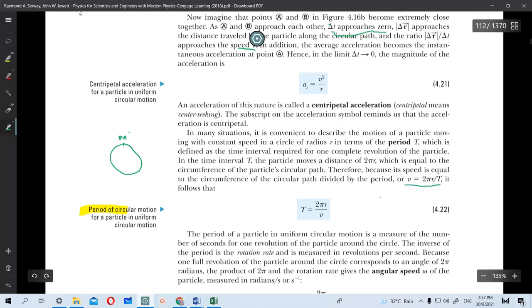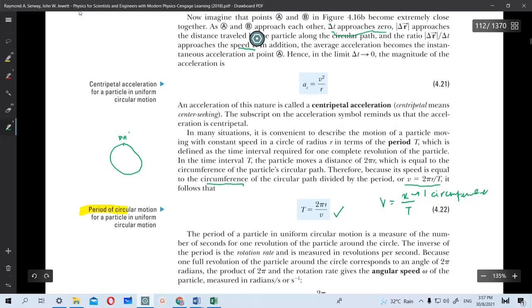That speed is distance traveled divided by time. However, since we are using the period, the time taken to complete one cycle, and this x is one circumference, arranging it once again, we arrive at this expression.